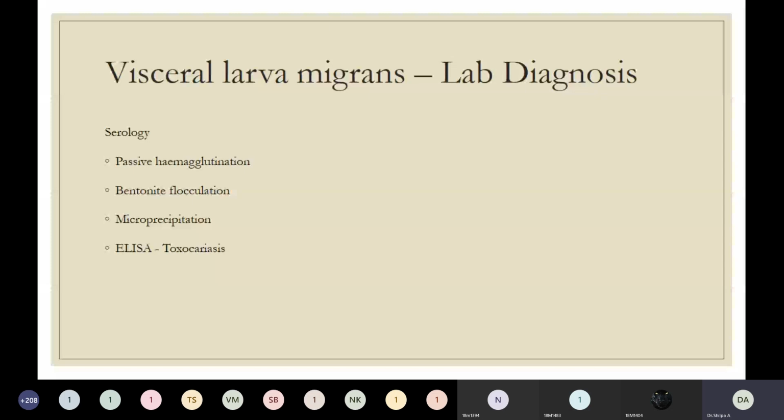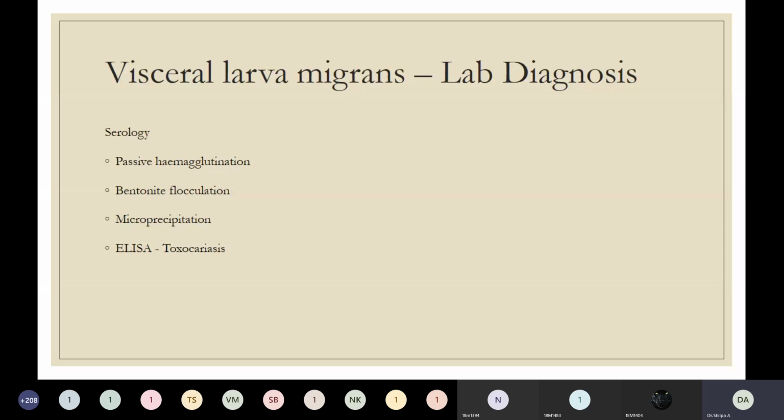Now come to the lab diagnosis. There are some serological tests like passive hemagglutination test, bentonite flocculation, microprecipitation, and ELISA. ELISA is the most specific and sensitive test for toxocariasis. Whereas in cutaneous, you mainly rely on clinical diagnosis. In visceral larva migrans, at least you have a few tests like ELISA for your lab diagnosis.